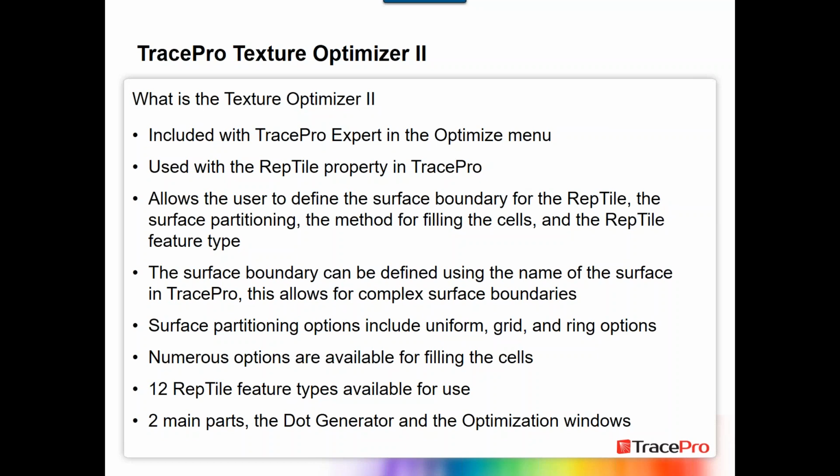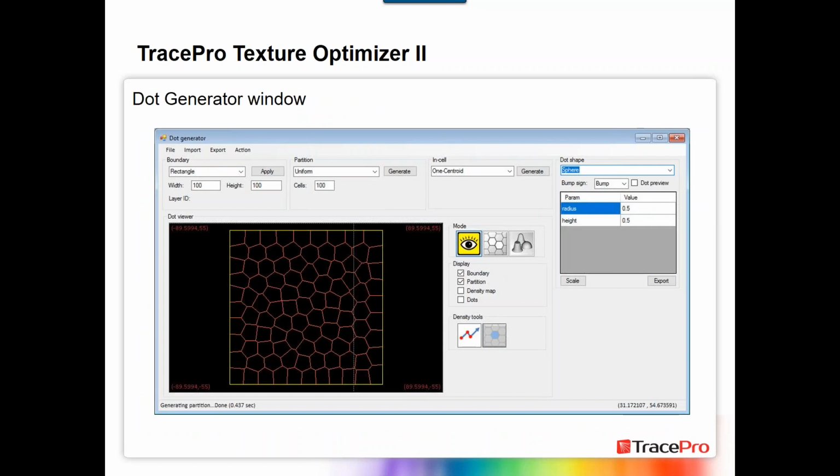And lastly, the Optimizer is divided into two main parts. The dot generator, which is where we'll partition the surface, create the RepTile, and fill the cells. And then the optimization window, where we'll actually set up the parameters to run the optimization. So it's just a little bit of a walkthrough through some of the different parts here.